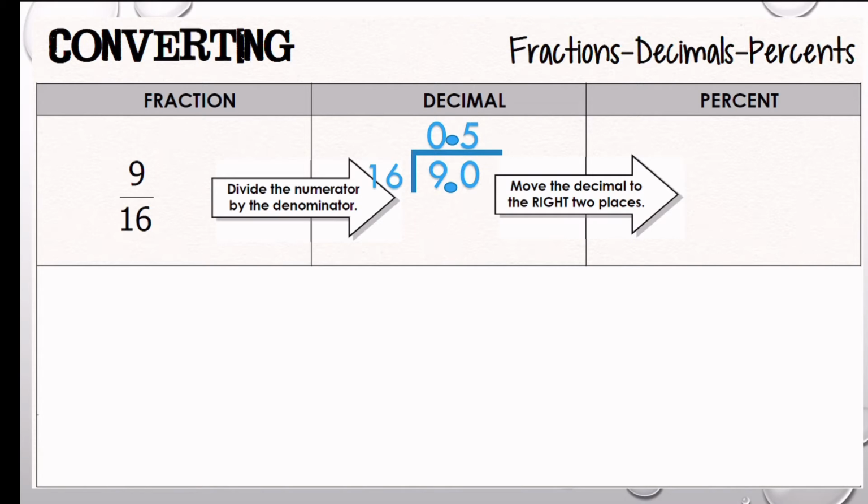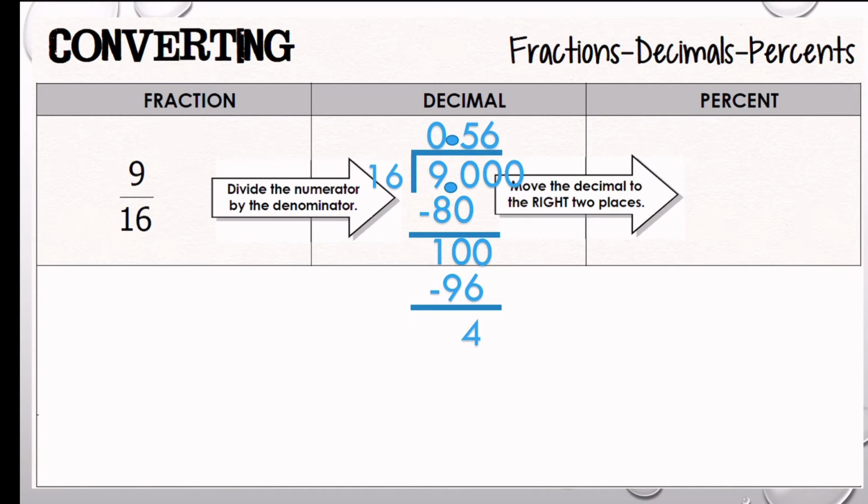16 into 90 goes 5 times, meaning 16 times 5 is 80. I'm left with 10. Okay, well, 16 can't go into 10, so I have to add another 0 and bring it down. 16 into 100 goes 6 times. 16 times 6 is 96. Then I have a 4. Well, remember, those zeros go on forever. They're there as much as you need them.